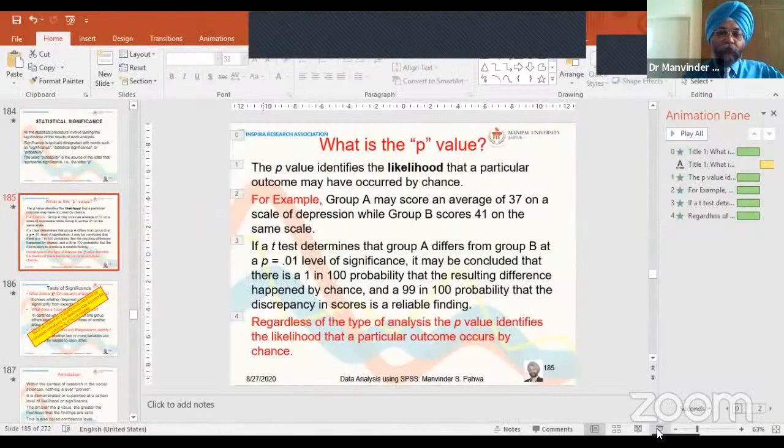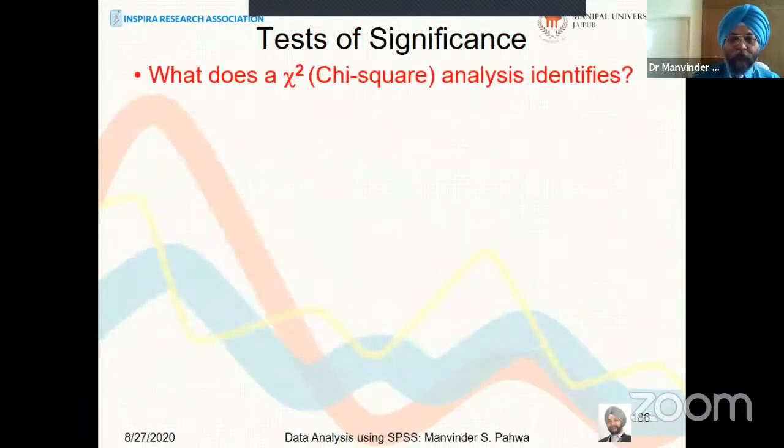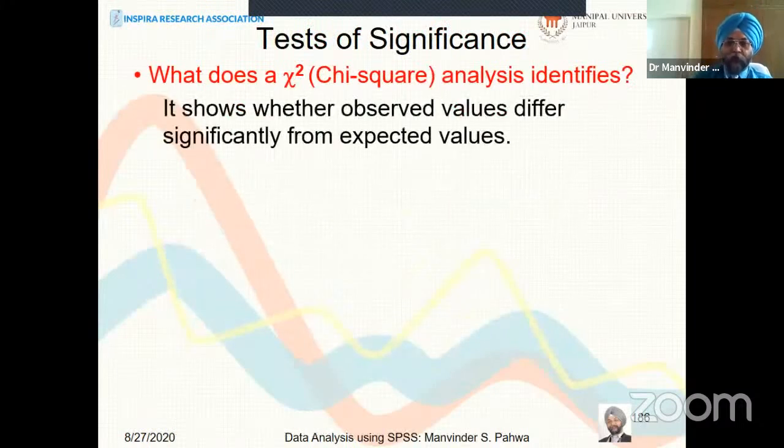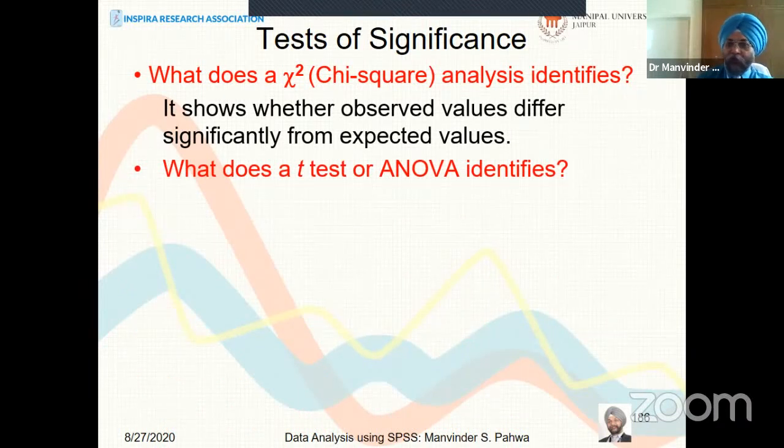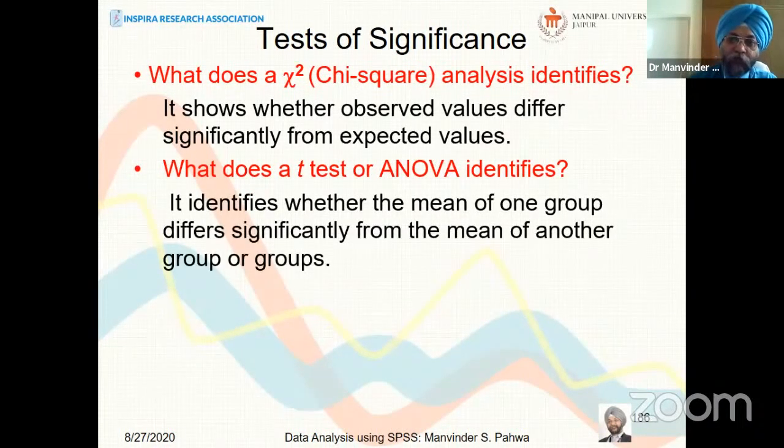So let us proceed now. We have gone for the p-value and the test of significance, with expected and observed values. This is the short answer: the t-test and ANOVA identify whether the mean of one group differs significantly from the mean of another group or groups.